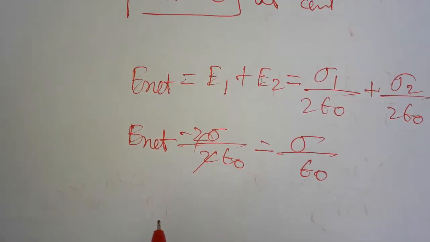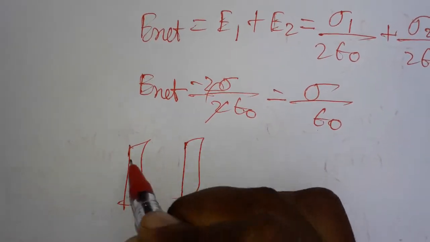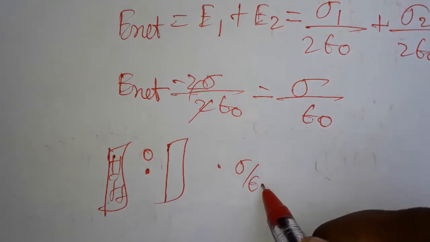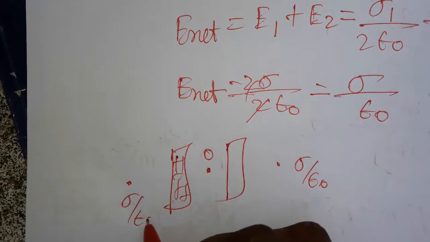So E net I got. In case both the plates are plus, plus, like this, the center will be 0. This side will be sigma by epsilon naught, this side will be sigma by epsilon naught.